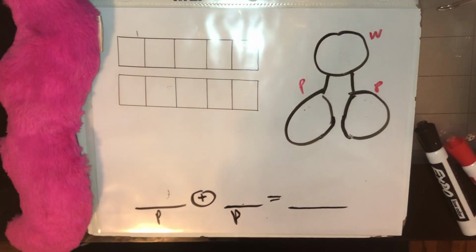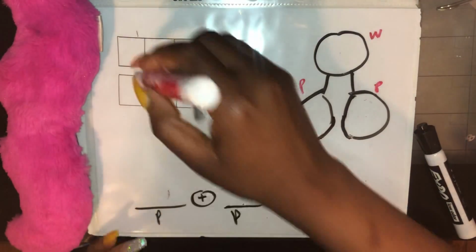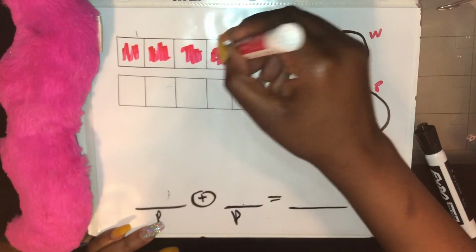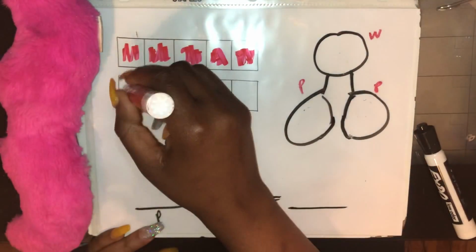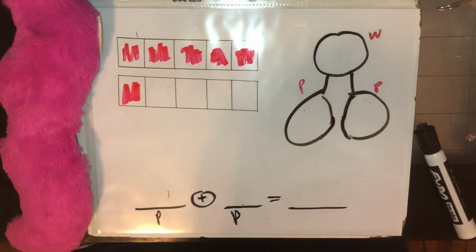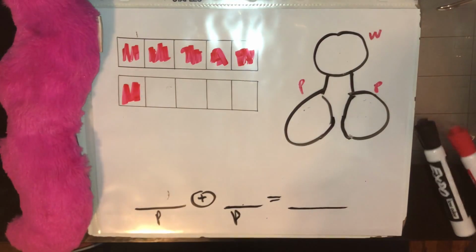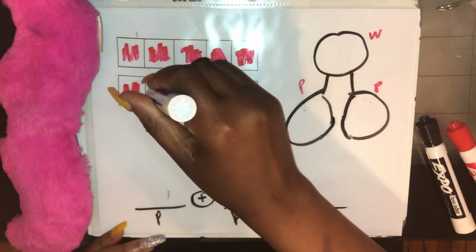Let's try that. So how many should I color red? 6. I already know that there's 5 up here, so I'm going to color all of these. And one more would be 6, right? So I colored 1, 2, 3, 4, 5, 6 red, and I need to color 1 blue.